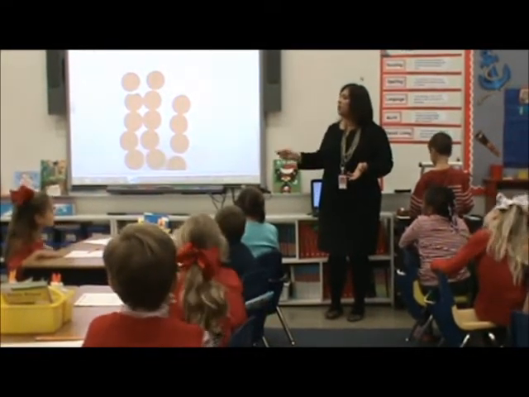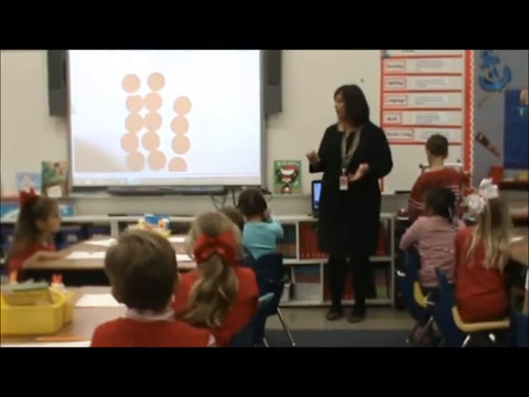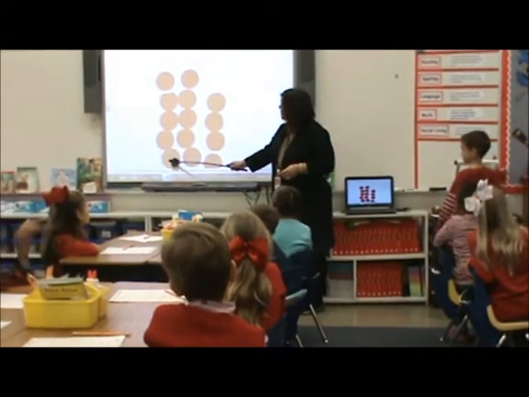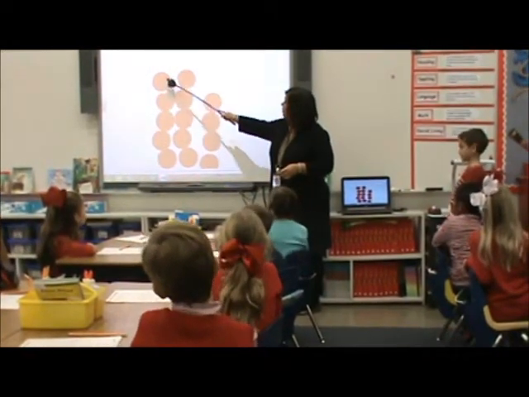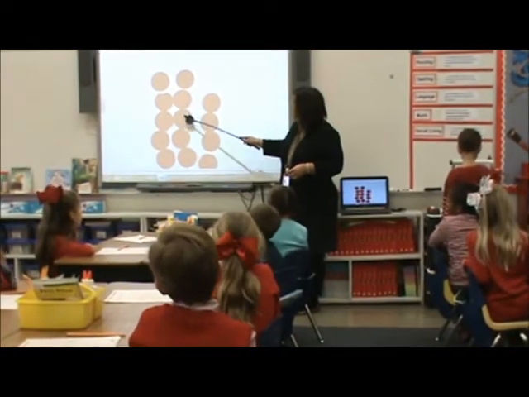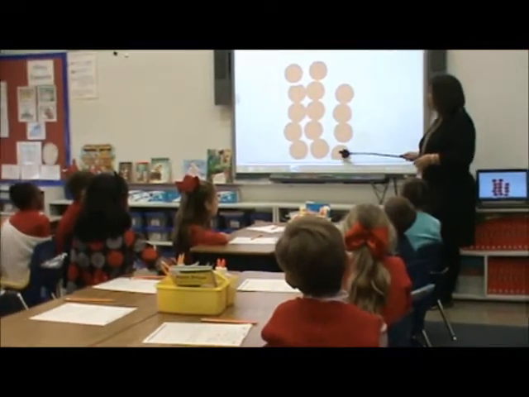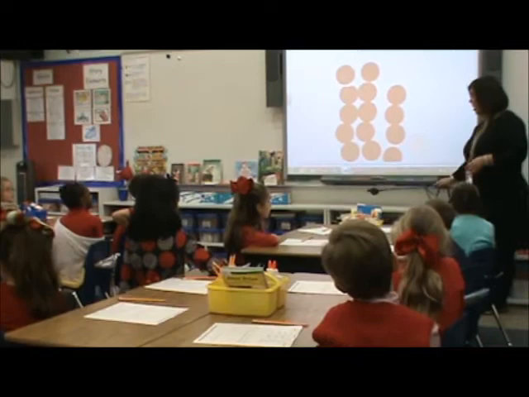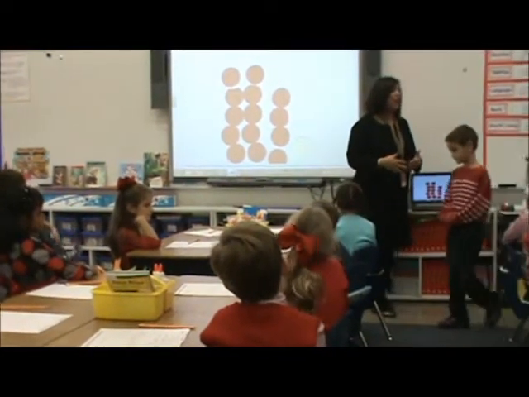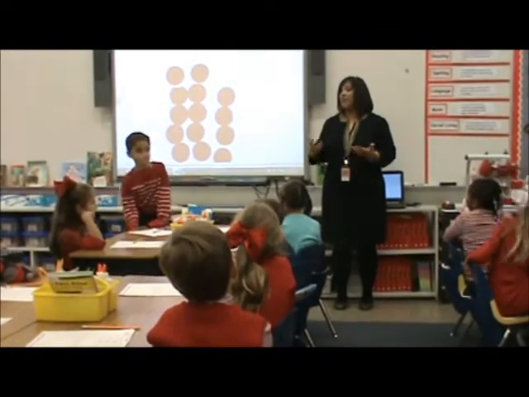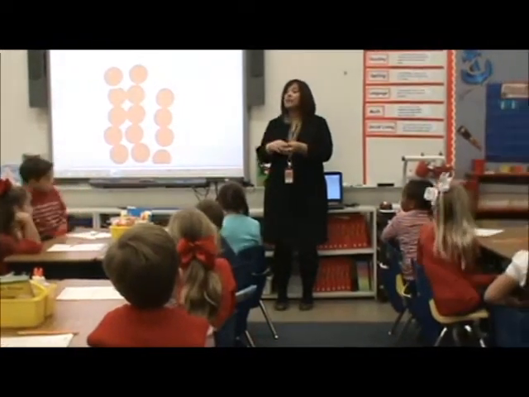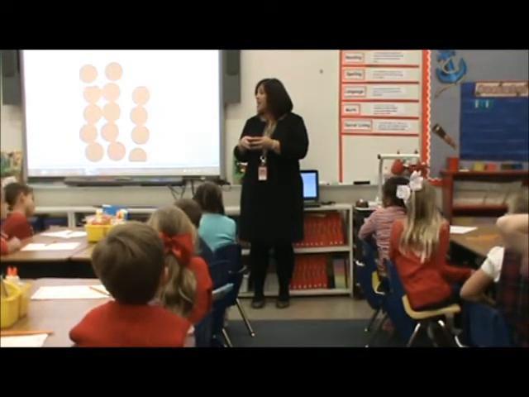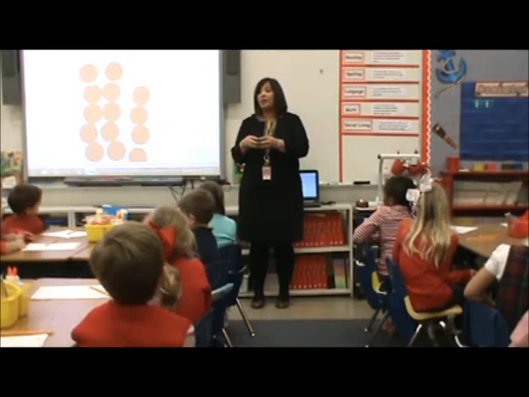Do these place value chips still represent 141? Yes. Let's count them together. Ready? Here we go. 10, 20, 30, 40, 50, 60, 70, 80, 90, 100, 110, 120, 130, 140, 141. Very good. Now, we can also make an exchange. An exchange is when we take something and get something different. So we're going to exchange our 10s back into a 100.